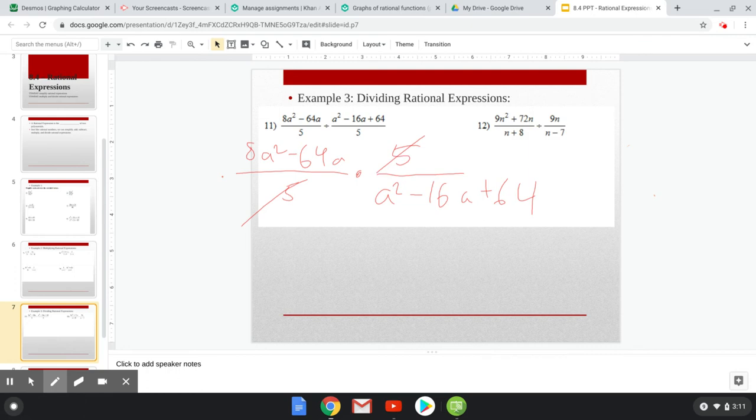Let's go ahead and factor the numerator. So we can take out an 8a on top. So we have a minus 8 on top. And we can factor the denominator. We're looking for something that multiplies to 64 and adds to negative 16. So that's going to be negative 8 and negative 8. It's going to be a minus 8, a minus 8. So one of the a minus 8s will cancel, and we'll end up with 8a over a minus 8.